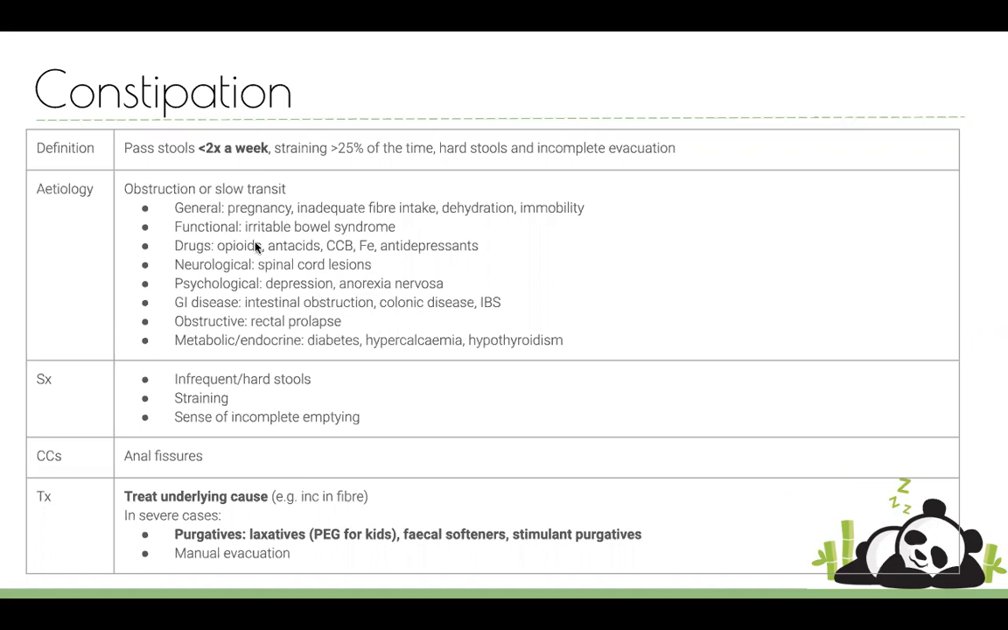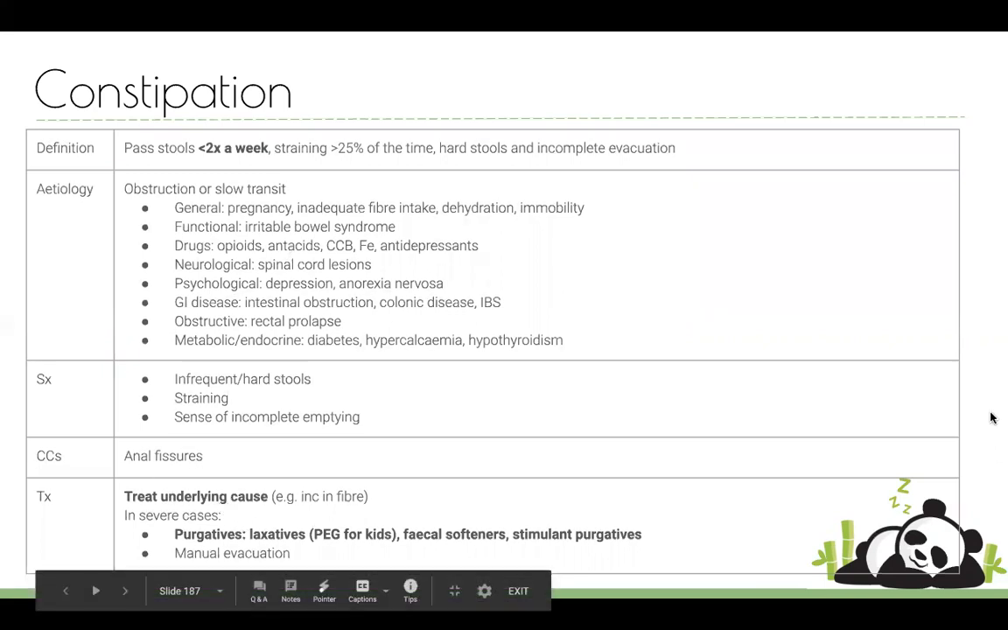So for example, irritable bowel syndrome, people commonly complain of diarrhea or constipation, which is relieved with defecation. Opioids is a big one, so I'll go through that a little bit, as well as fiber intake. And dehydration would be some of the more important ones, as well as hypothyroidism, I think. Complications can include anal fissures, which are basically just cuts, and you would treat the underlying cause, as mentioned by Gavin before.